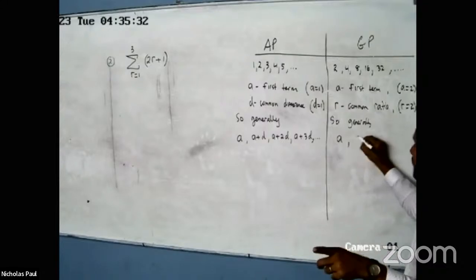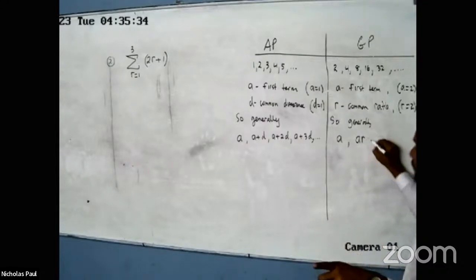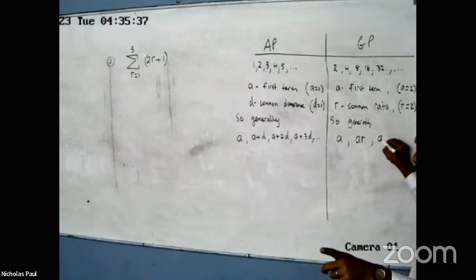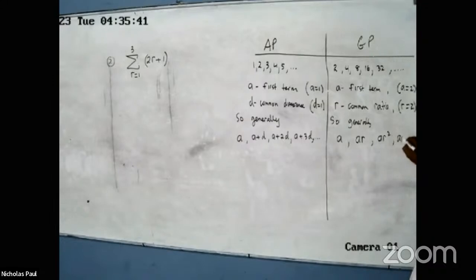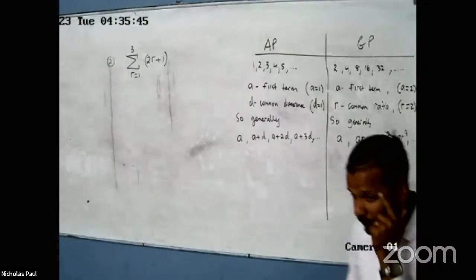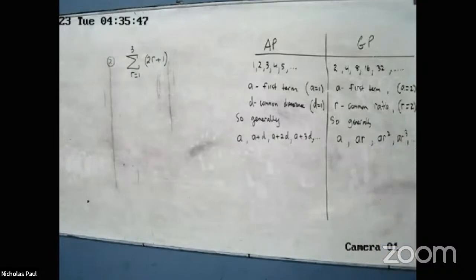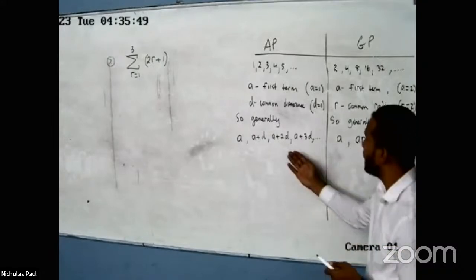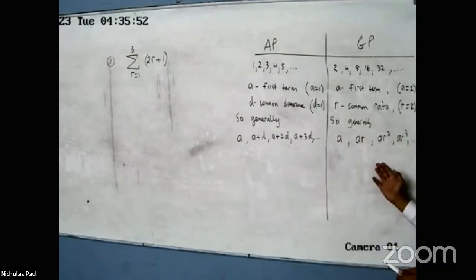A, then AR, then AR squared, right? All okay with that? So basically, AP looks like this and GP looks like this. Good job, Chevelle. Everybody okay with that?